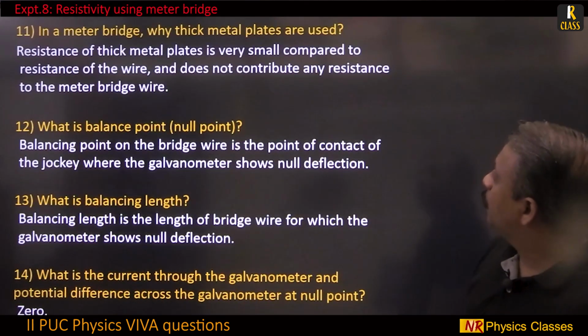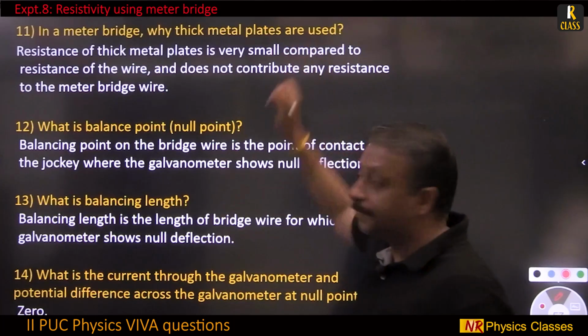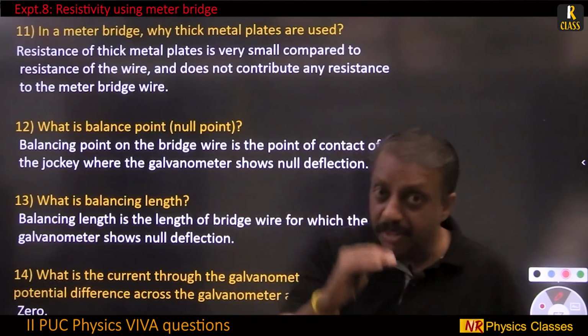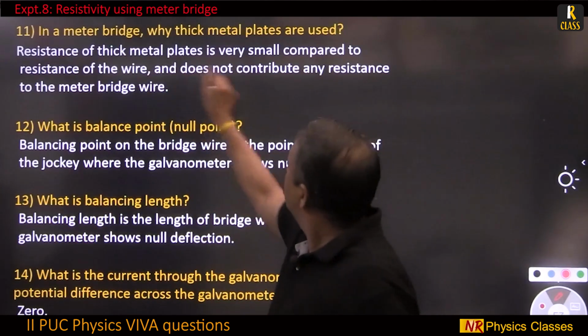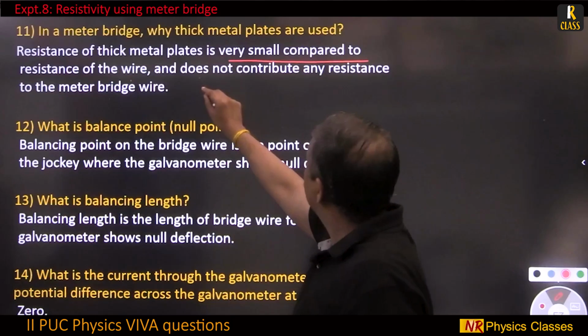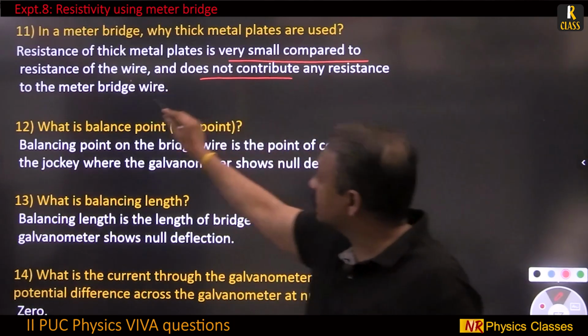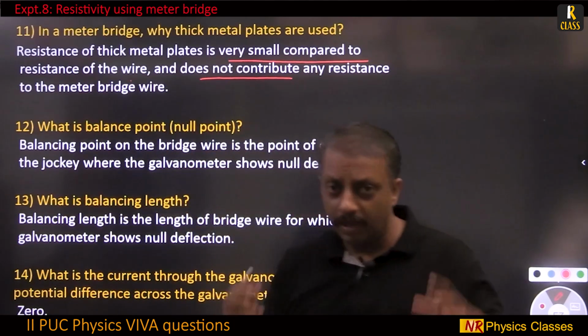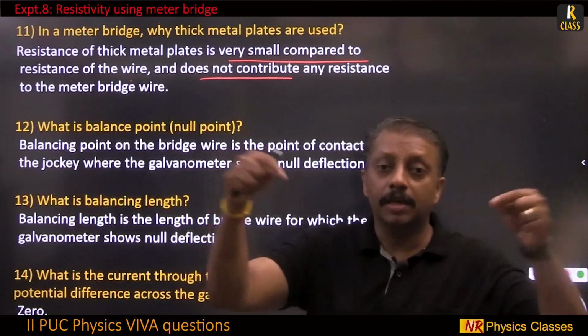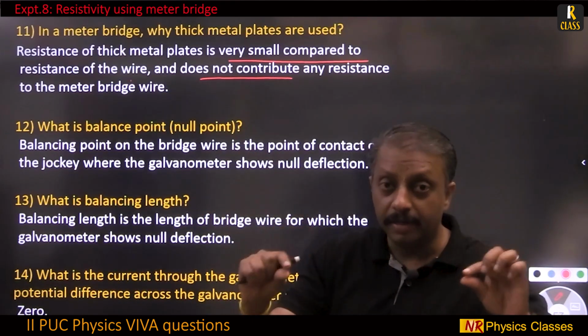In a meter bridge, why are thick metal plates used? Thick metal plates mean the resistance offered by the metal plates is minimum, very small compared to the resistance of the wire, and does not contribute any resistance to the meter bridge. We are doing an experiment. Those metal strips should not contribute resistance. That's why they are made thick.